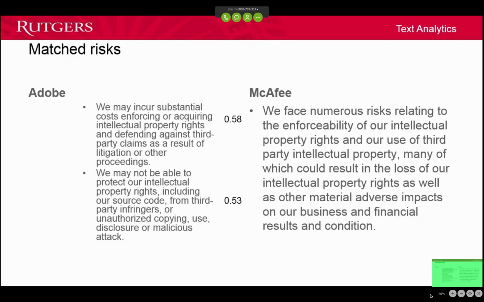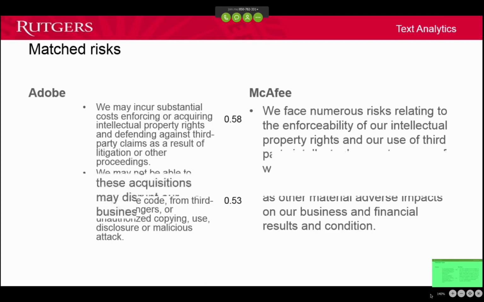So here are two risks that matched well with one McAfee risk. We may incur substantial costs enforcing or acquiring intellectual property rights and defending against third-party claims as a result of litigation or other proceedings. And then another one about not being able to protect intellectual property rights. We face numerous risks relating to the enforceability of our intellectual property rights and our use of third-party intellectual property, many of which could result in the loss of our intellectual property rights as well as other material adverse impacts, and so on. So yeah, it worked.